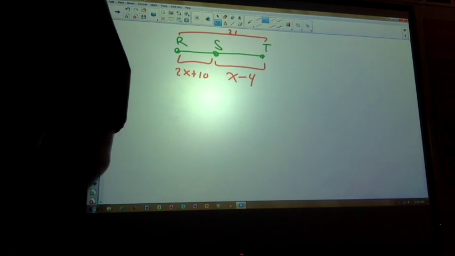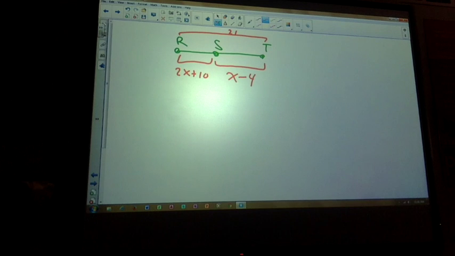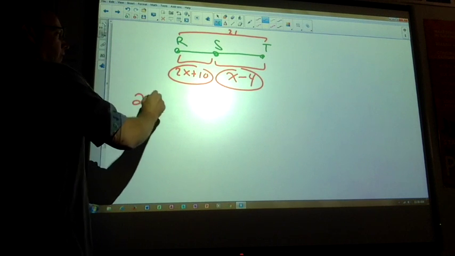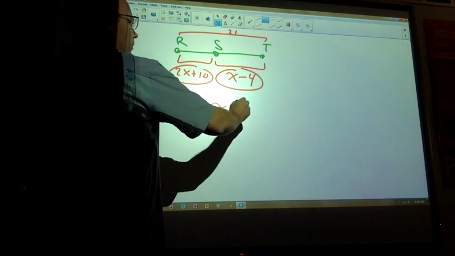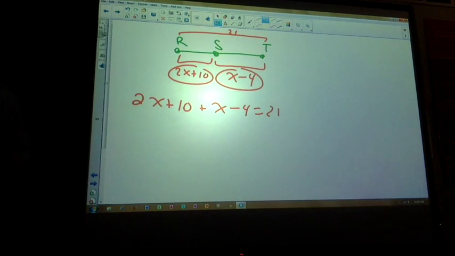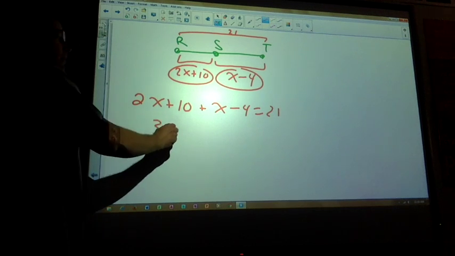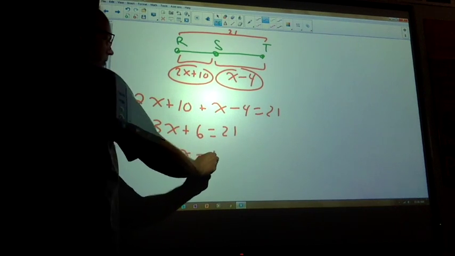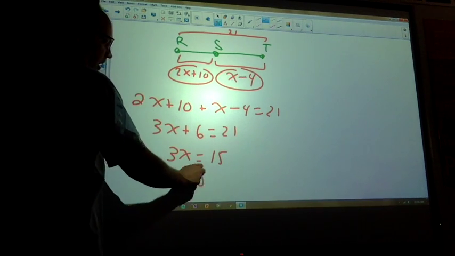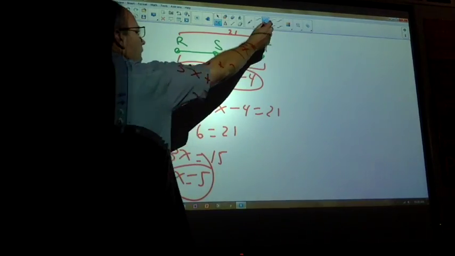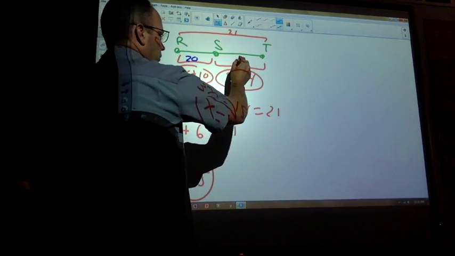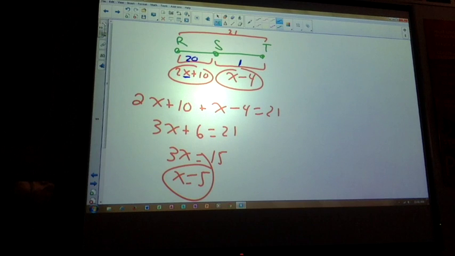So they want us just to start identifying what the segment pieces are that are unknown. We already know RT, so we want to find this and this. I'm using segment addition. Is that okay? Combine the x's, so I get 3x. Combine the numbers, so I get 6. Subtract 6. x is equal to 5. So now we figured out what our variable is, being 5. I'll plug that in there. So that's 10, that'll be 20. And then 5 minus 4, which is 1. Is that okay?